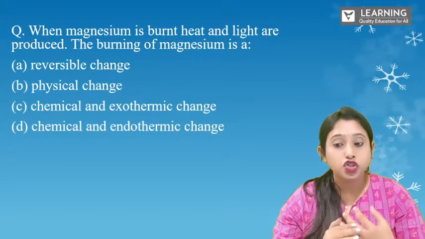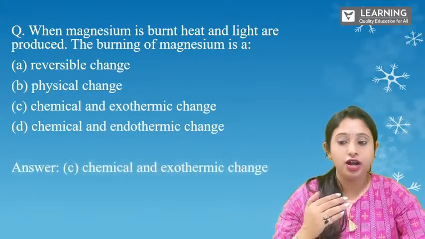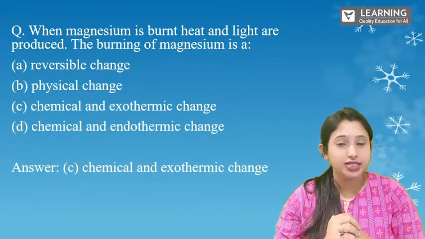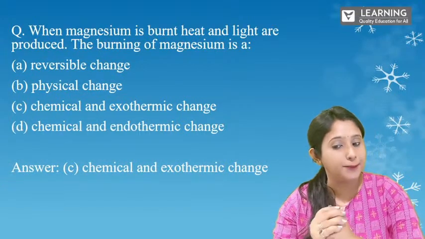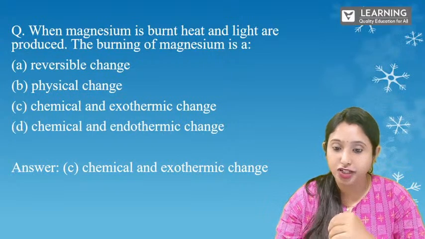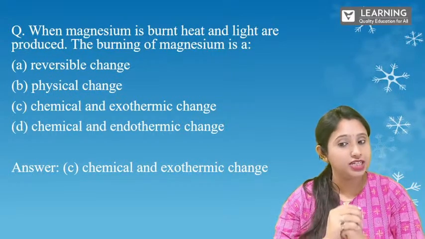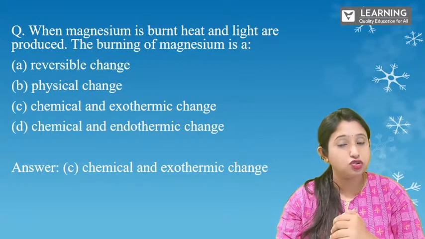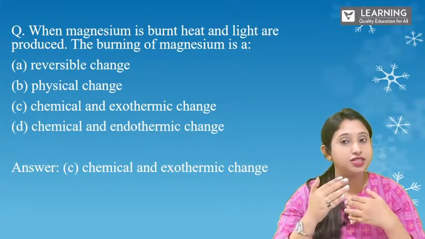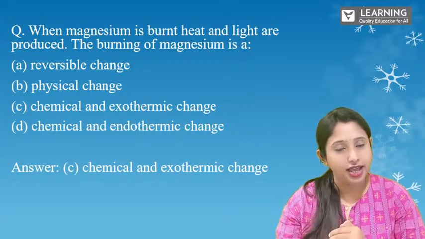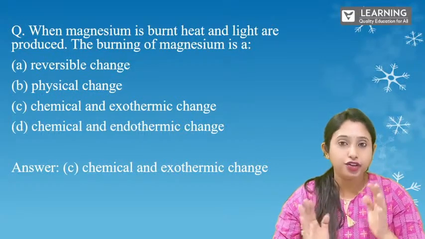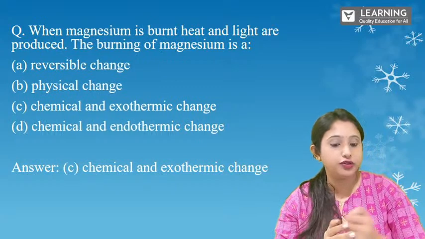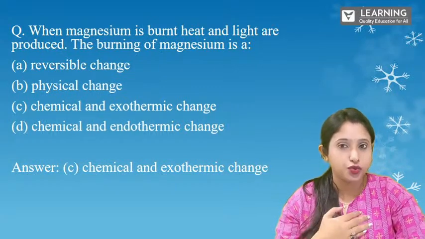Clear? So the answer is option C. That is chemical and exothermic change. Clear? So when magnesium is burned, what happens? Chemical and exothermic change. So the burning of magnesium is a chemical and exothermic change. Are you clear with all the MCQs? You are getting it right?